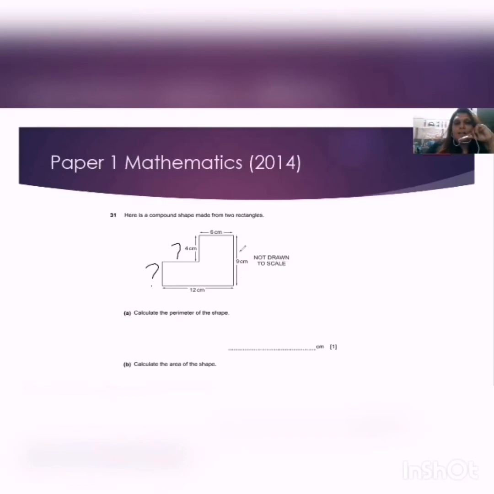The height of this is 9 centimeters. But here, they're already 4 centimeters. Therefore, the remaining will be the answer for here. So 9 minus 4 is 5 centimeters. Okay, so this is 5 centimeters.